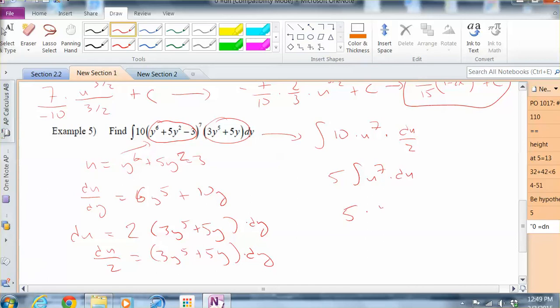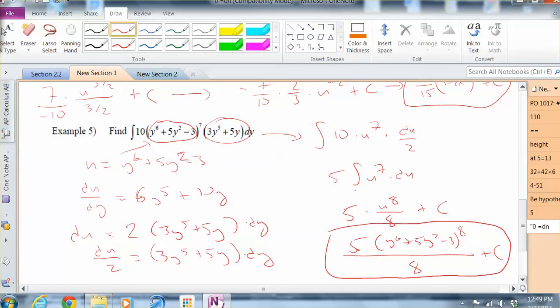Do the antiderivative, you get u to the 8th over 8 plus c, which will be 5 times (y to the 6th plus 5y squared minus 3) raised to the 8th power all over 8 plus c. So that covers page 3 of the notes.